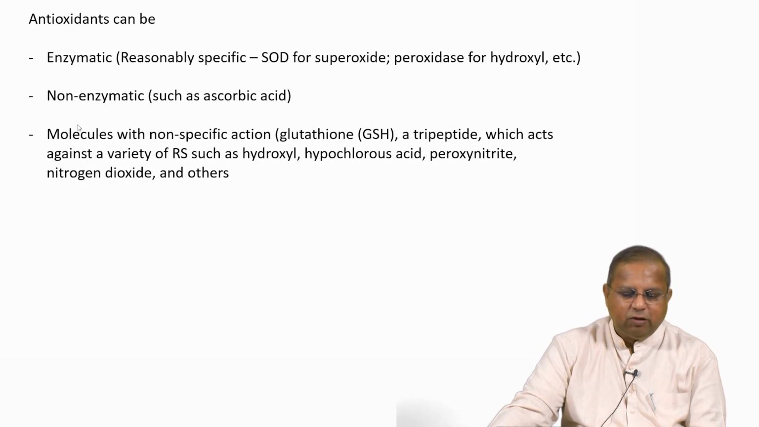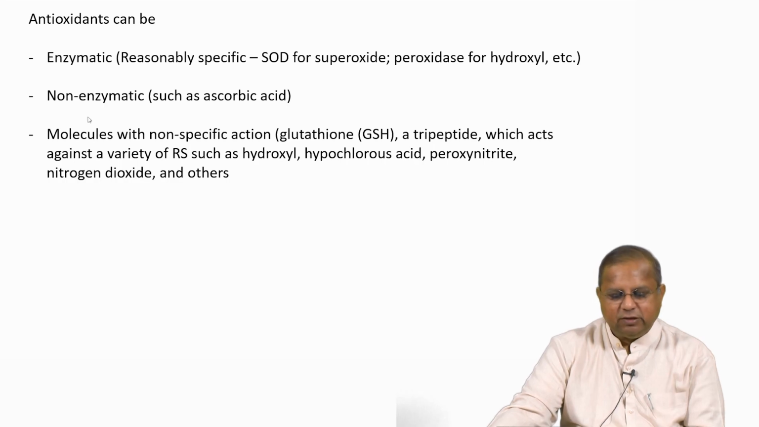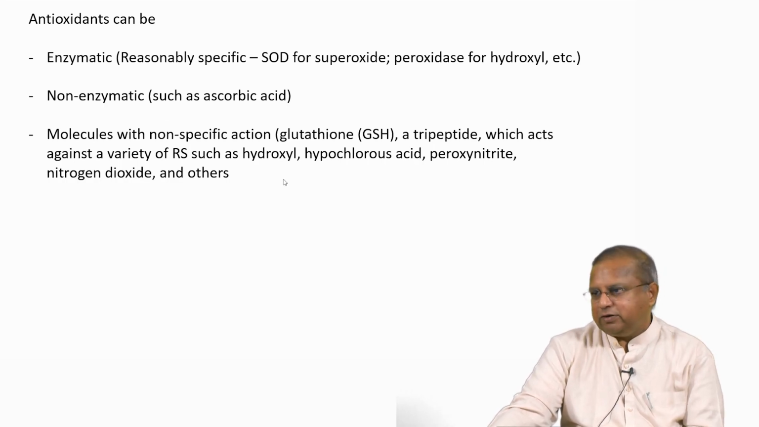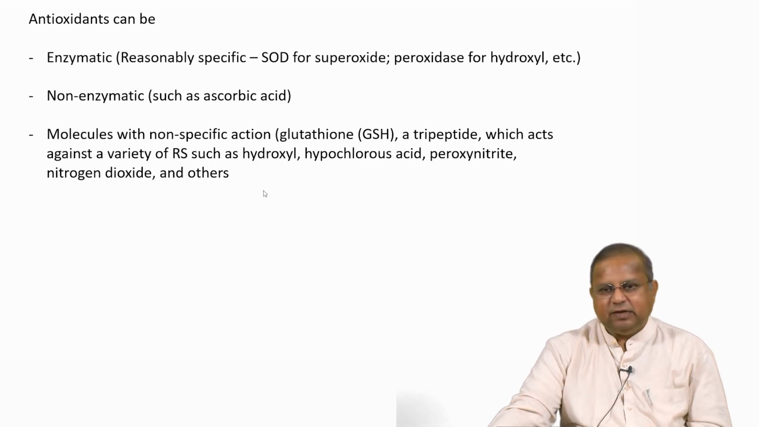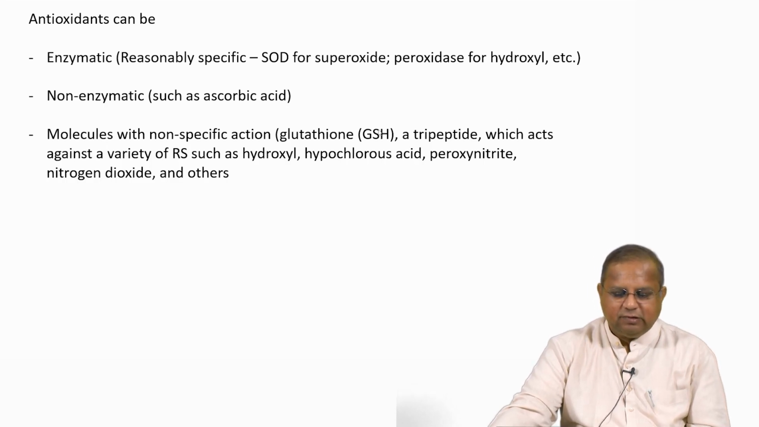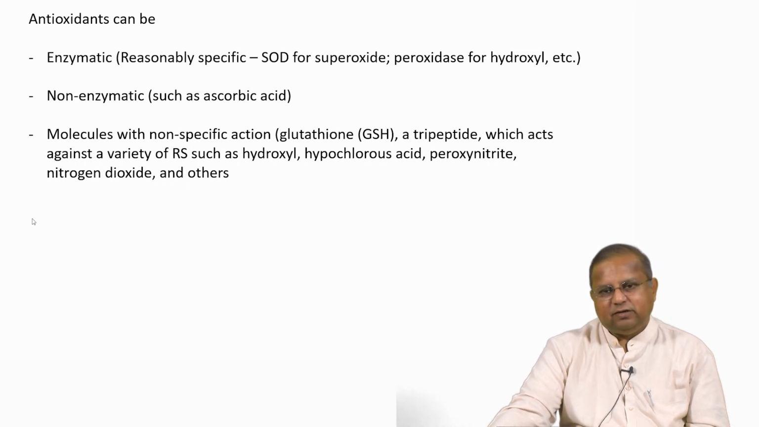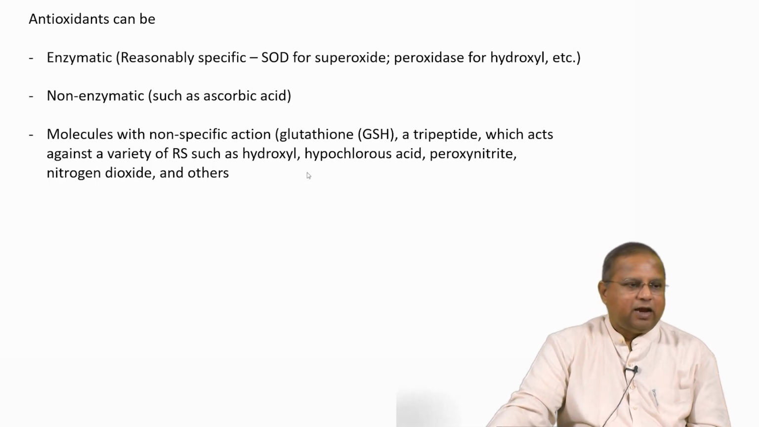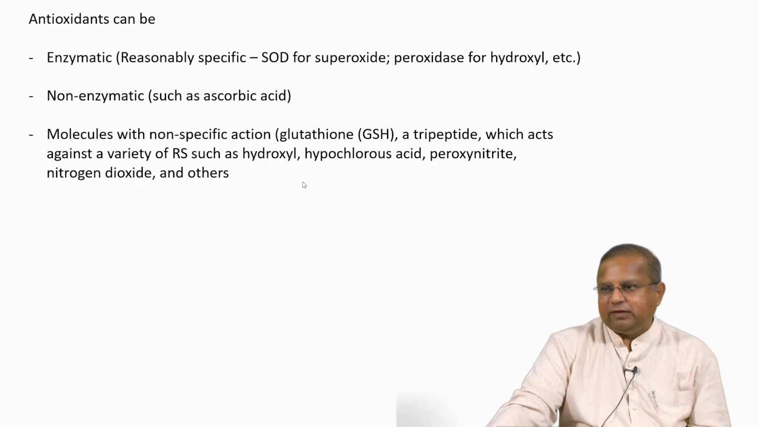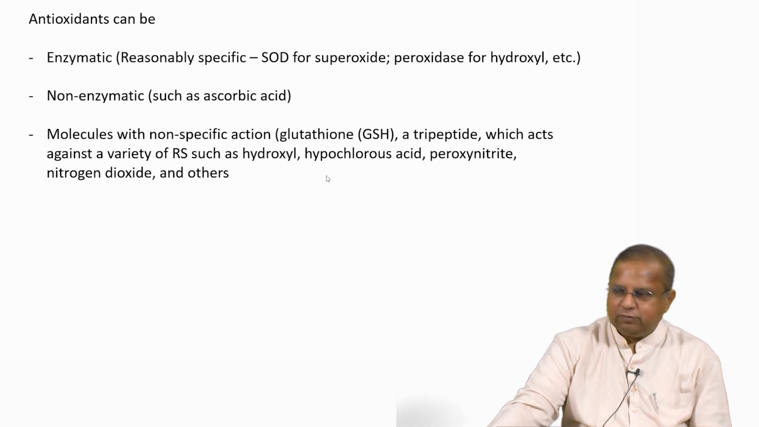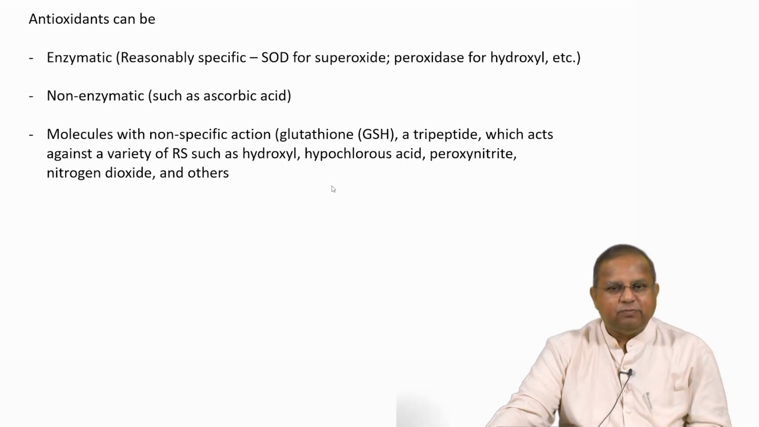An antioxidant could be a molecule with a non-specific action, such as glutathione. You might have heard the term, it is a well known antioxidant. It is nothing but a tripeptide, GSH, from the single letter abbreviations of the amino acids, which acts against a variety of reactive species such as hydroxyl, hypochlorous acid, peroxynitrite, nitrogen dioxide and others also. So, it is not very specific, but glutathione is considered an important antioxidant in the cell. A lot of glutathione assays are reported in papers, and glutathione levels are reported in papers through assays.